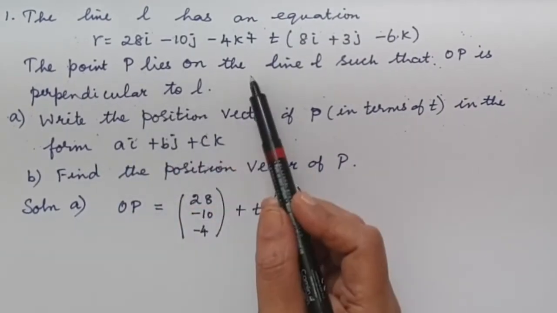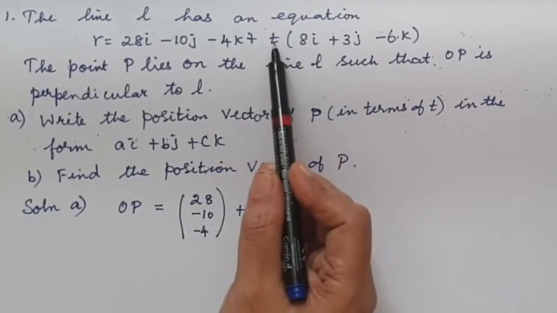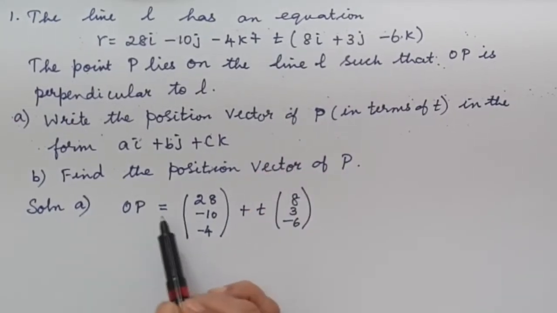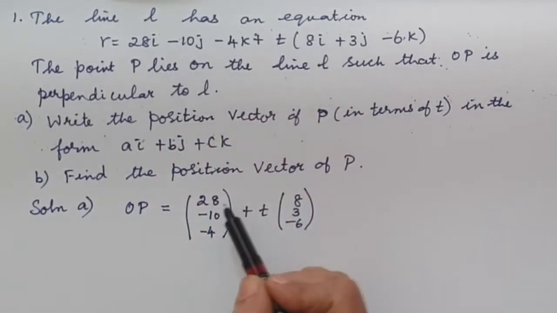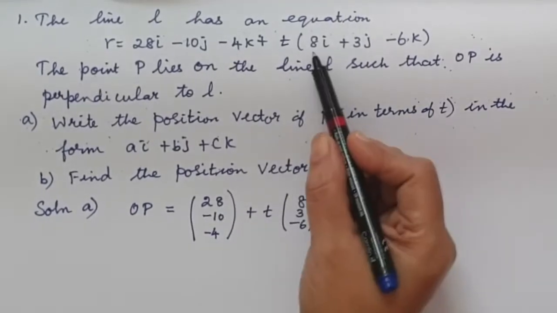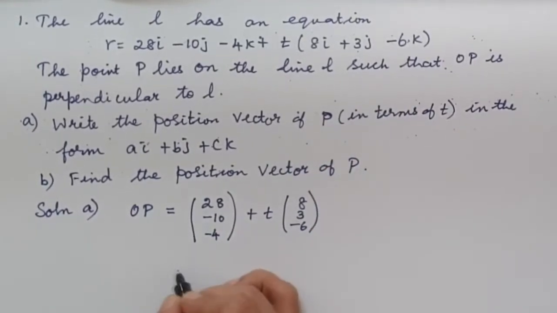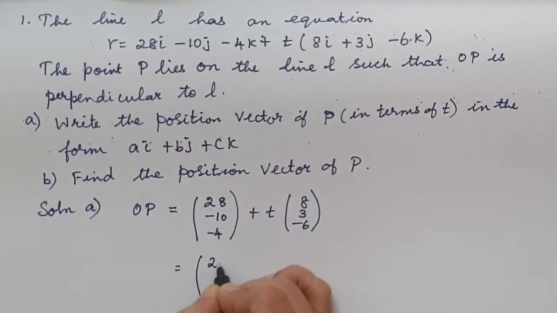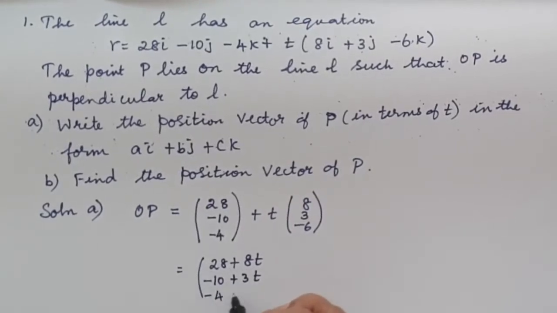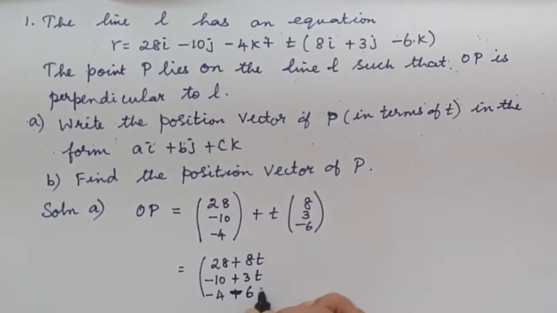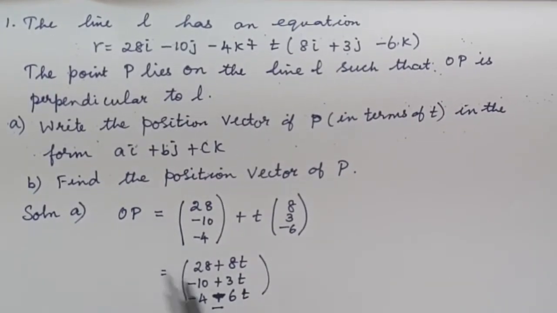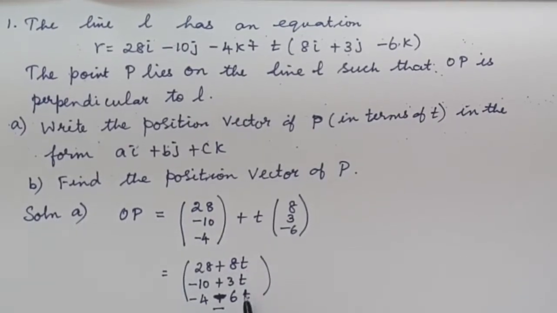It is given that P lies on the line L. Depending on the value of t, we can find the position vector of P. So that is why OP will be equal to, I am writing this equation in the form of a vector, (28, -10, -4) plus t into (8, 3, -6). So when we simplify this, we get (28 + 8t, -10 + 3t, -4 - 6t). So this will be the position vector of P. Any point on the line can be found by giving different values of t.